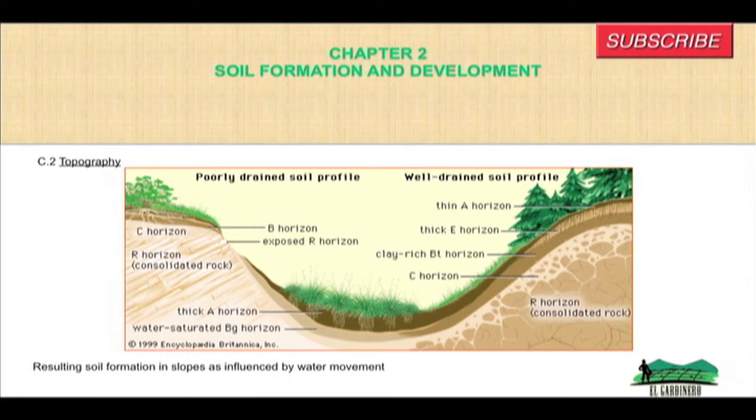And you can observe also that the slope is steep in poorly drained soil profile, but in well-drained soil profile, it is a little bit smoother than that of the poorly drained soil profile. The resulting soil formation in the slopes can be influenced by the movement of water.